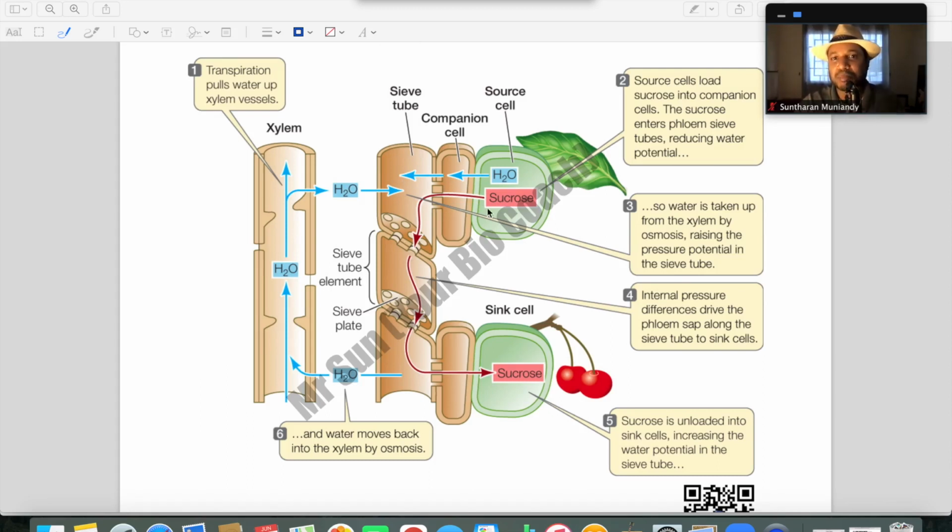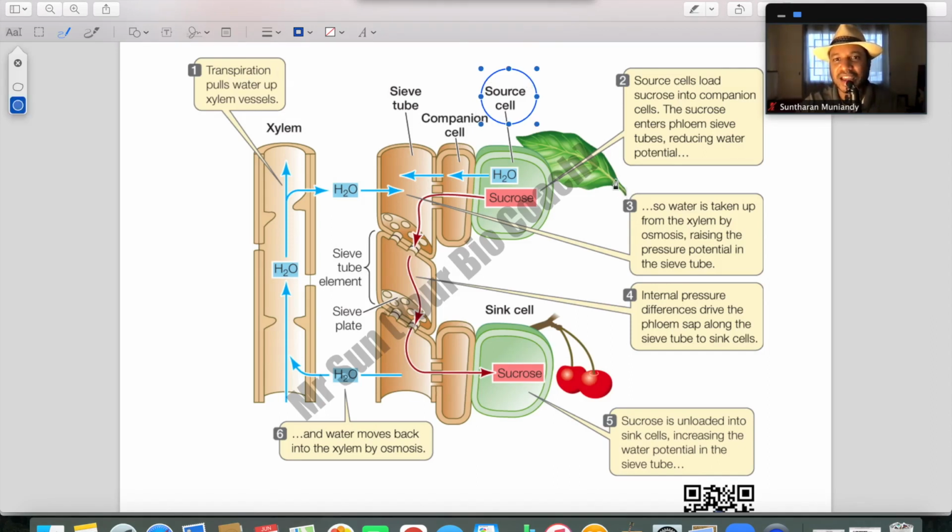So where are they pumping the sucrose from? They pump that from the source cells. These are the source cells. What is a source cell? Source cells are like the leaves.